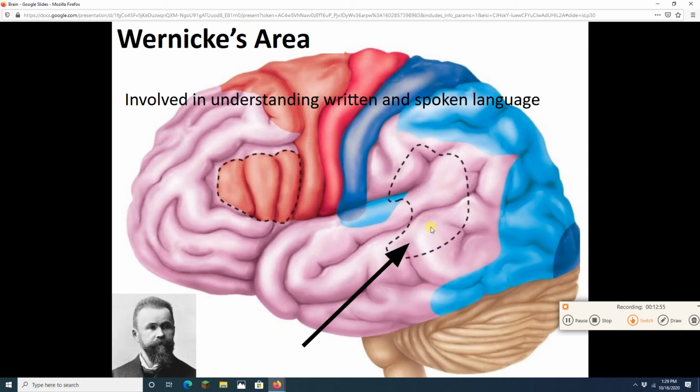So it's one thing to hear me. It's another thing to understand the words I'm saying and put them together and comprehend them. And that is going to depend crucially on Wernicke's area. And we see him. He's got a nice beard down there. All right.